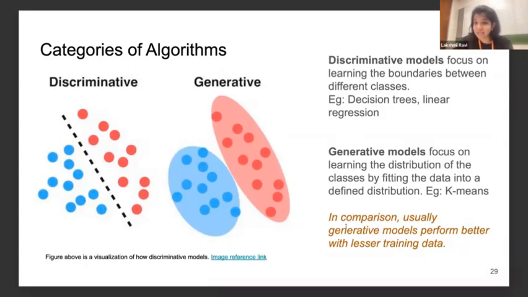Whereas a generative model is going to focus more on trying to say, hey, this is how the distribution of these classes looks. So now I'll try to see, when I have a new sample, where to place this particular sample. In comparison, generative and discriminative models is a topic on its own. But when you are making a decision for your model building algorithm, it is usually the case that generative models have a tendency to perform better even with very few samples. So that is a thing to keep in mind.